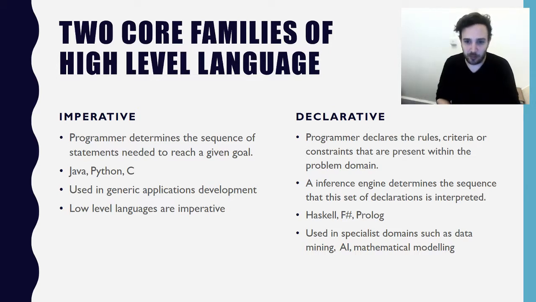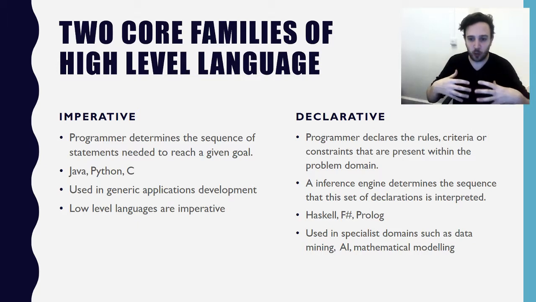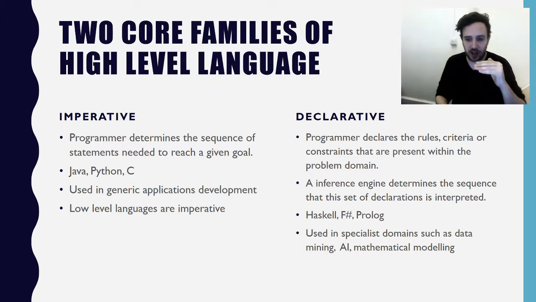Declarative languages are much more abstracted from the actual hardware, and the programmer doesn't even specify how the program is going to be done. They just specify a sequence of rules or criteria that are present within the problem domain, and then an inference engine goes forward and from these sets of rules and criteria determines which of the declarations are interpreted in which order. Examples of this are Haskell, F#, and Prolog, and they're generally used in quite specific domains such as data mining or AI or mathematical modeling.